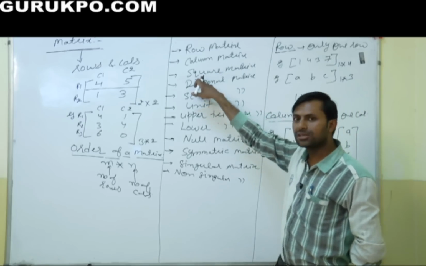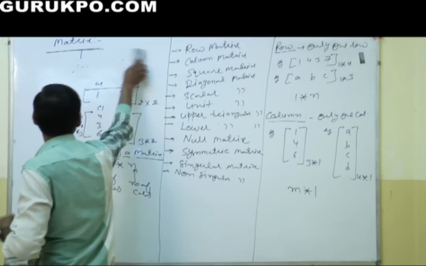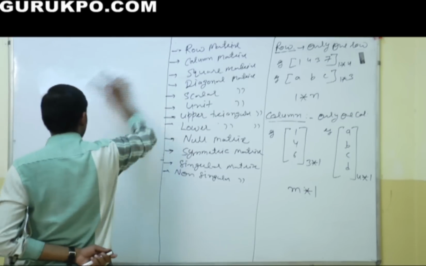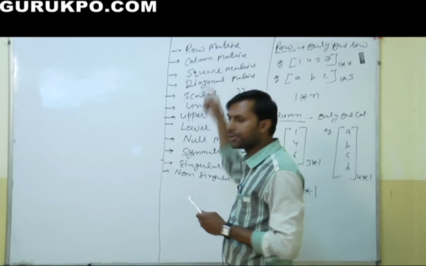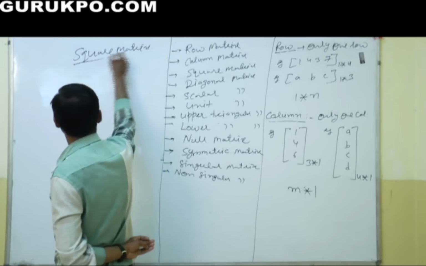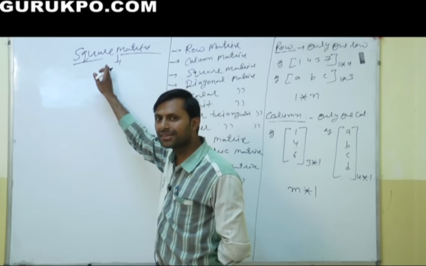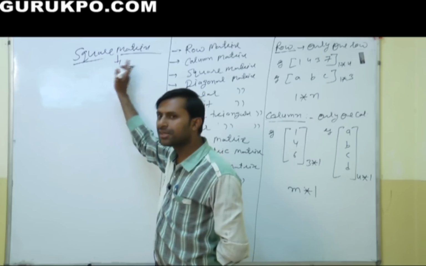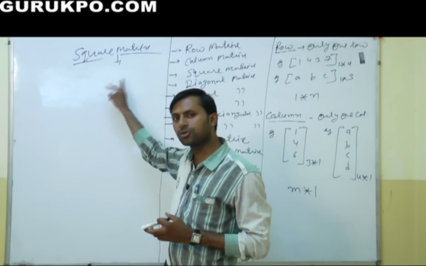Now we are discussing square matrix. What is a square matrix? So next one we move on, square matrix. As its name suggests, square means the number of rows and the number of columns are always equal. A matrix in which the number of rows is equal to the number of columns is known as a square matrix. That means if 2 rows, then columns are also 2; 3 rows, then columns are also 3.